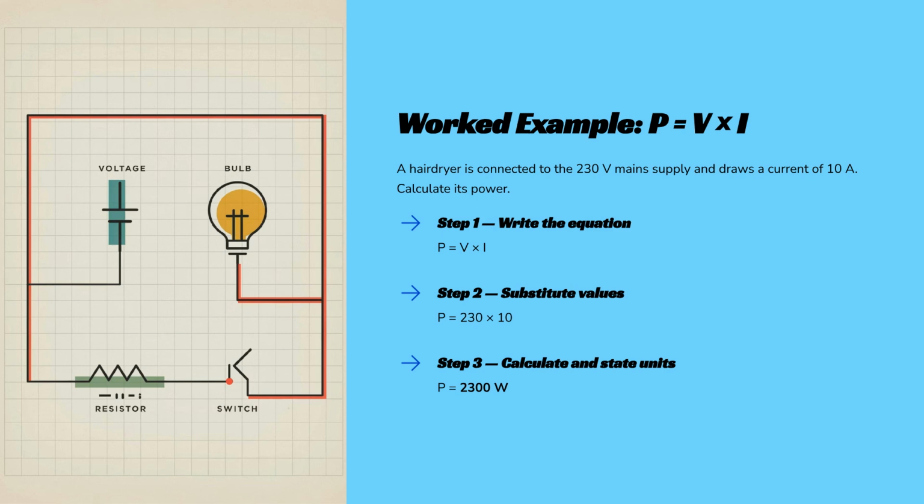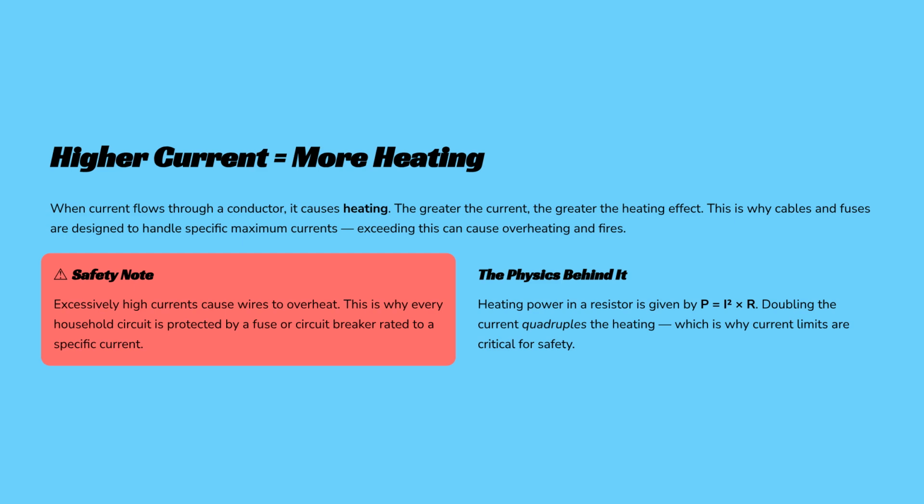Let's apply the power equation. For a hairdryer on a 230-volt supply drawing 10 amperes, we multiply 230 by 10 to get a power of 2,300 watts. Higher current leads to more heating, which can be dangerous. Household circuits use fuses and breakers to prevent wires from overheating, as heating power increases with the square of the current.